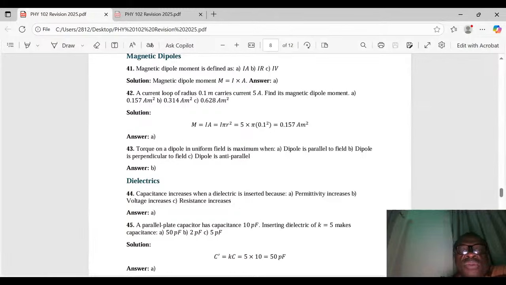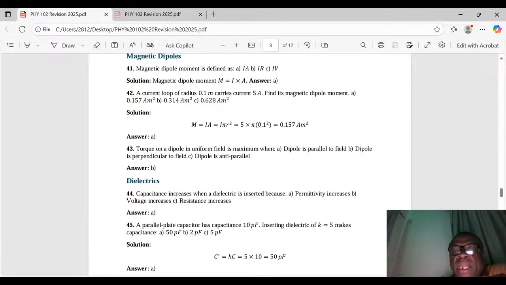42. The current loop of radius 0.1 carries current 5 ampere. Find the magnetic dipole moment. Already we have started the formula. M is equal to IA, and by the time you substitute that, you have 0.157 AM square.